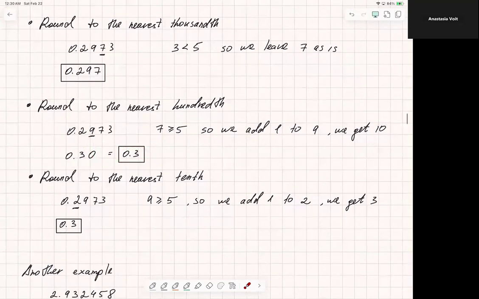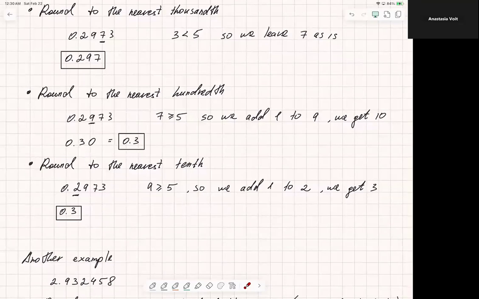Okay, and now if we want to round to the nearest tenth, again, 2 is the position of interest.